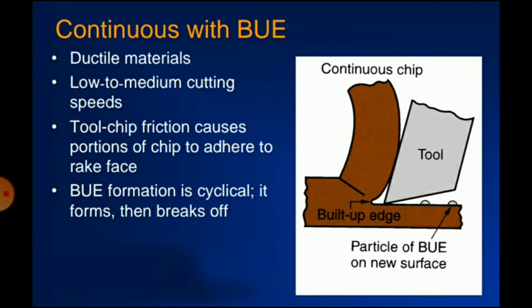Then the third type of chip is continuous chips with built-up edge. BUE means built-up edge. In the diagram, the built-up edge is shown. The particles of built-up edge on a machine surface are shown, and the built-up edge that is formed on a tool is shown.